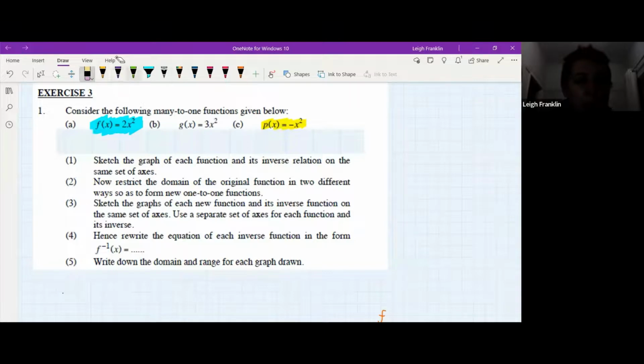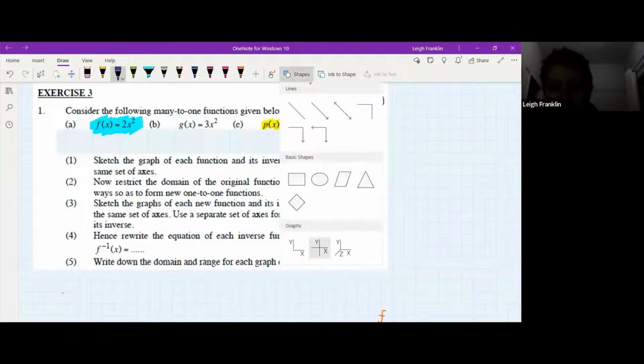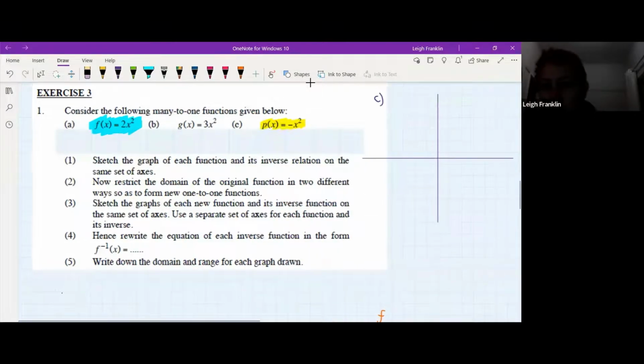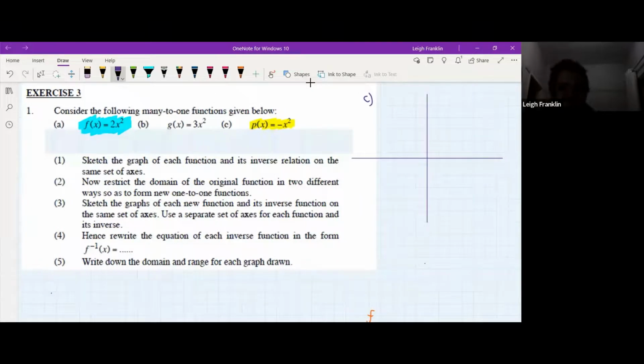So when it comes to question C, we want to do part 1. We want to sketch the graph of each function on its axes. So now, Matrix, here we go. We've got a set of axes here, and P of X. Oh, that's not great, but anyway, P of X is going to look like that. When we now reflect P of X over the line y equals x, what is it going to look like?